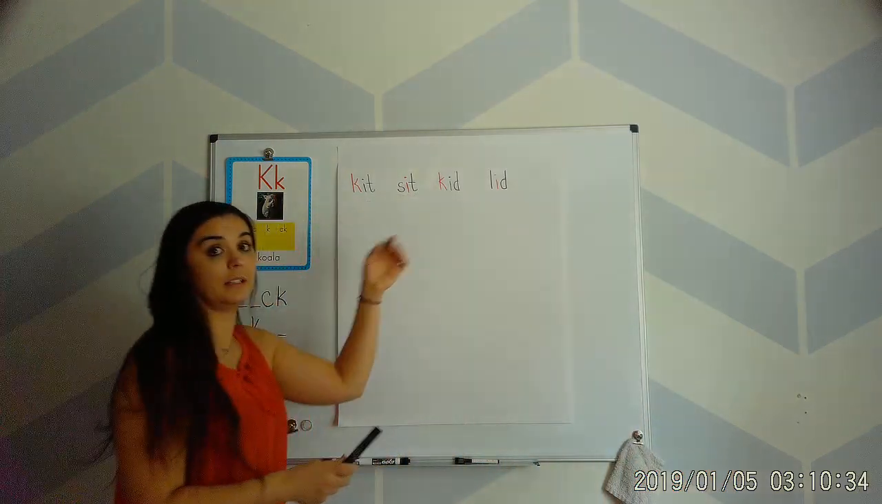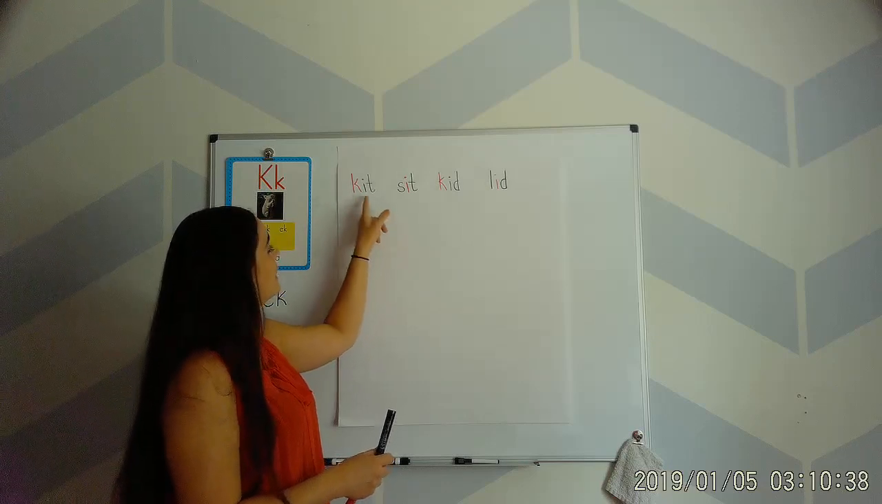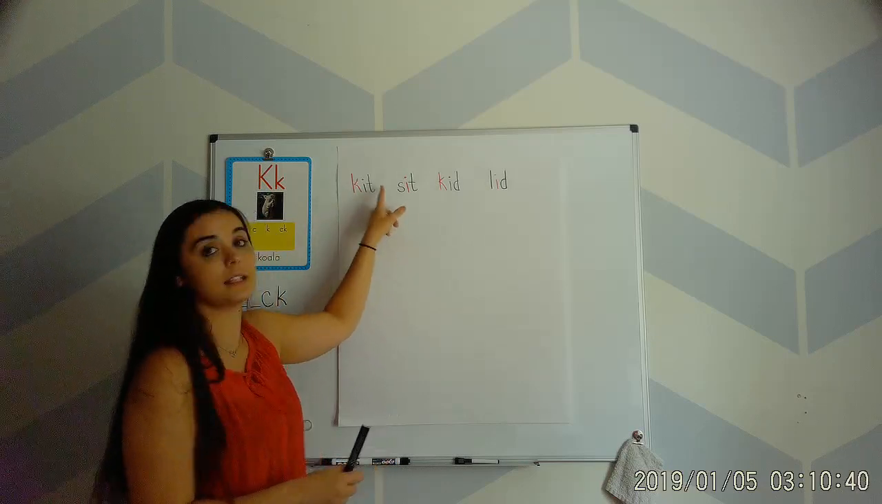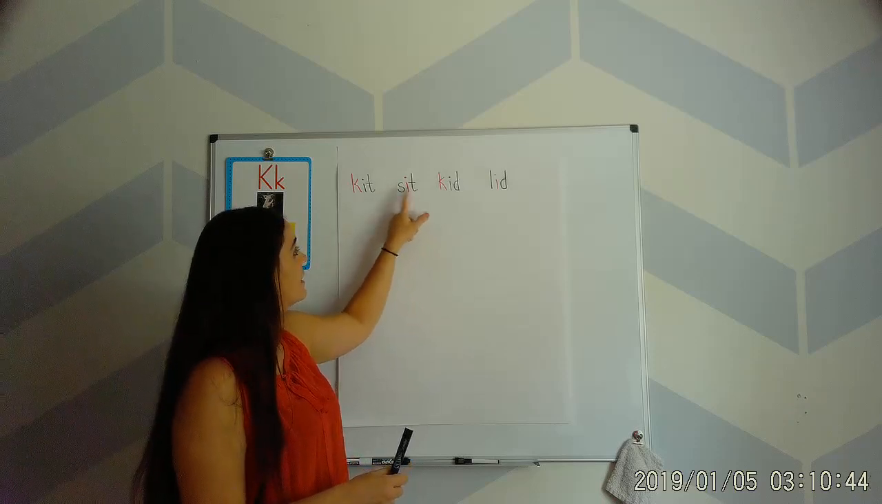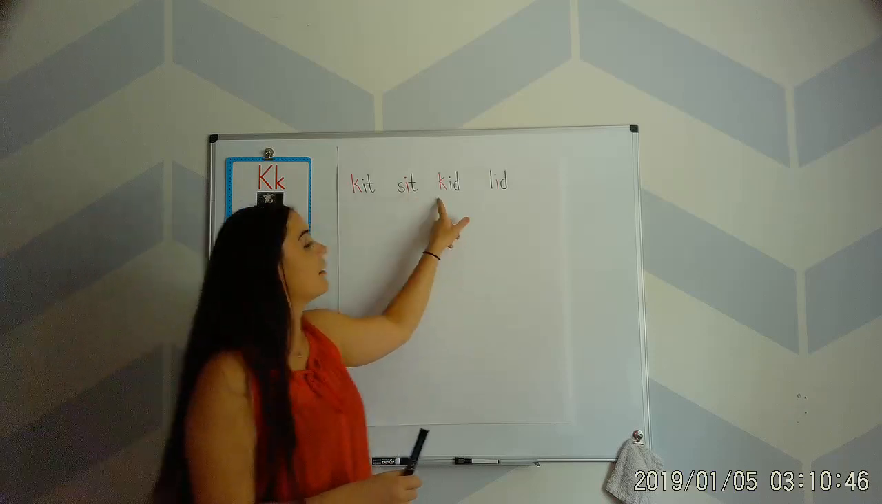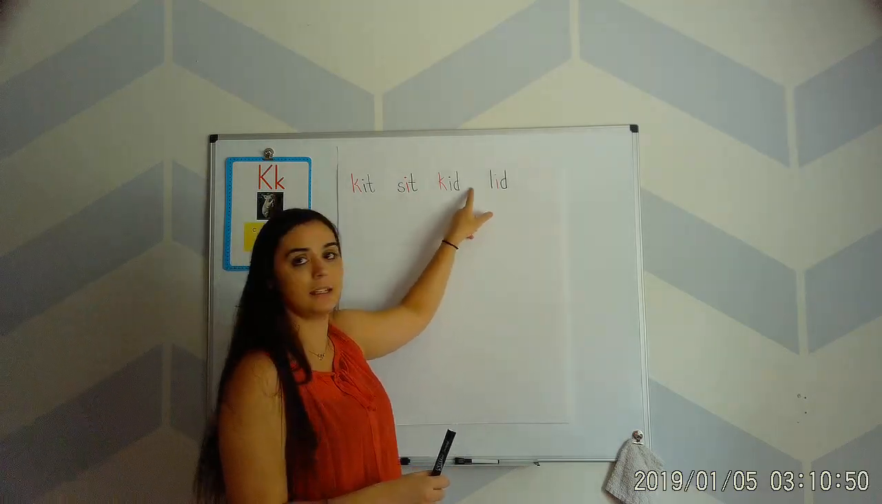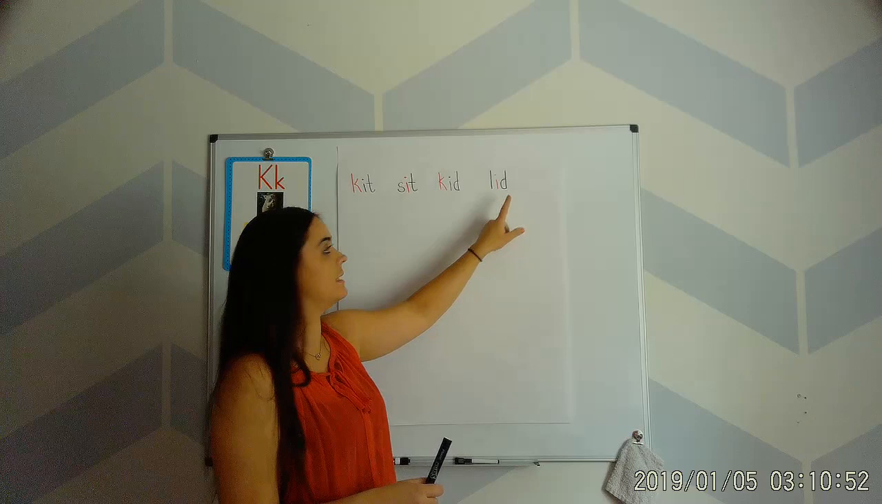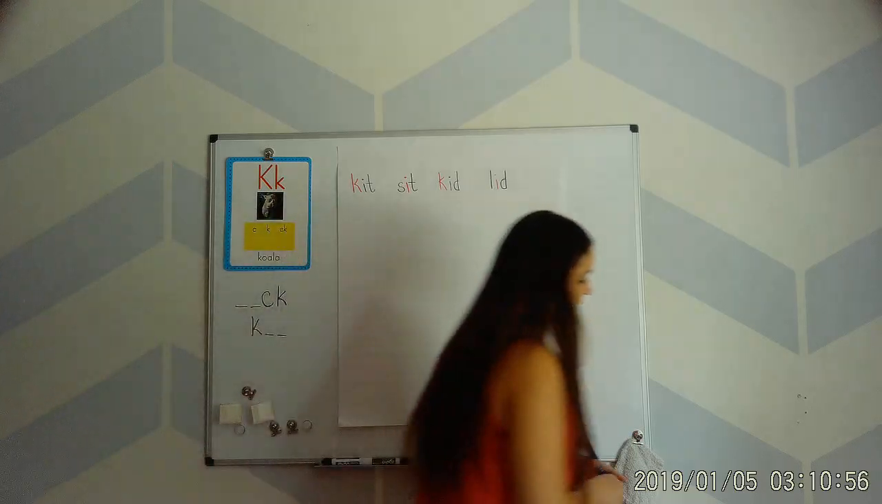So let's go ahead and read our words so far. We've got kit, k-it, kit, sit, s-it, sit, kid, k-id, kid, and lid, l-id, lid. All right, next word.